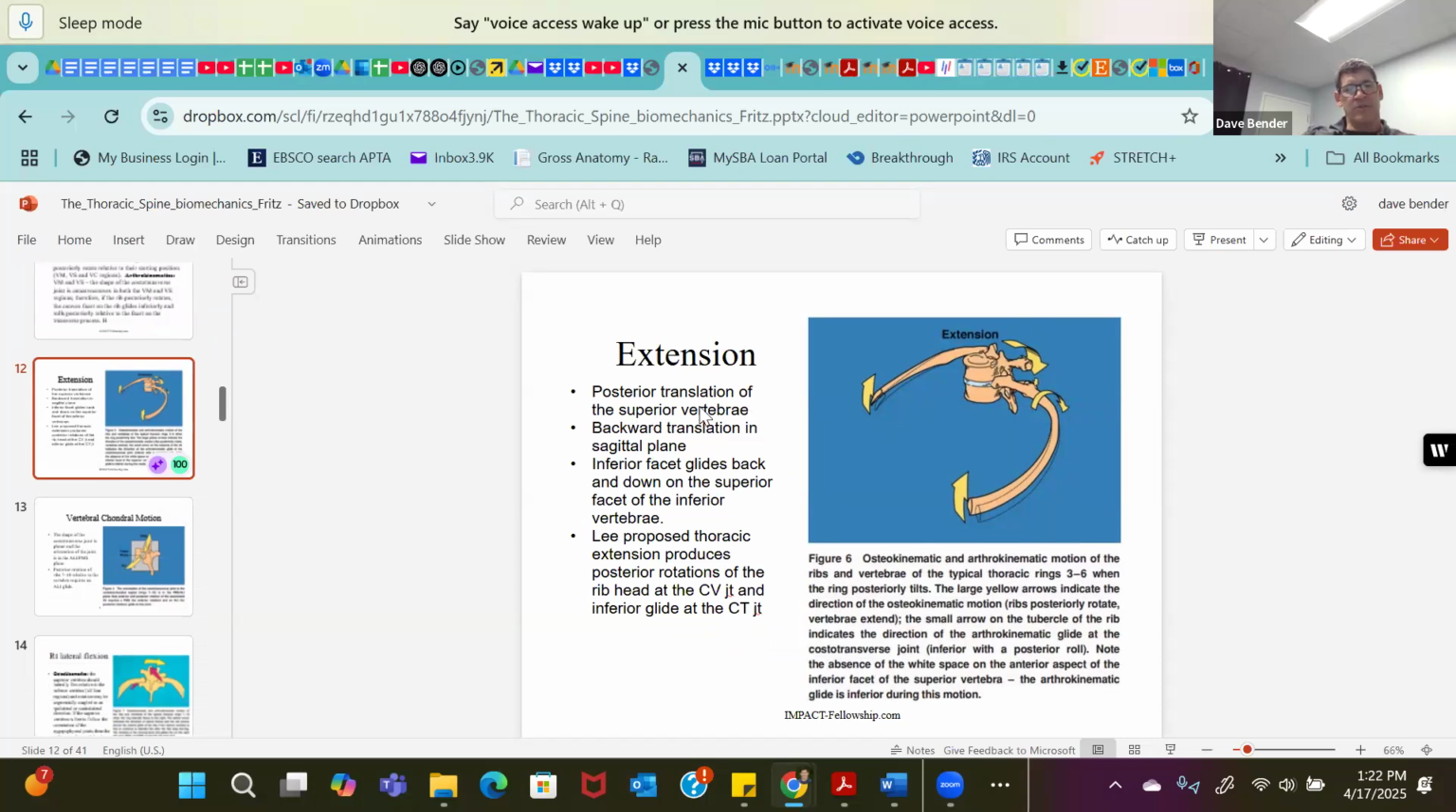And again, here, going into a little more detail with some of the slides from the article, you're going to see basically with extension, there's posterior translation of the superior vertebrae. We talked about the inferior facet joints gliding backward into extension, posteriorly. And also we have a posterior rotation of the head of the rib at the costovertebral joint and inferior glide at the costotransverse joint. So we see a reversing of this mechanism that we saw in flexion.